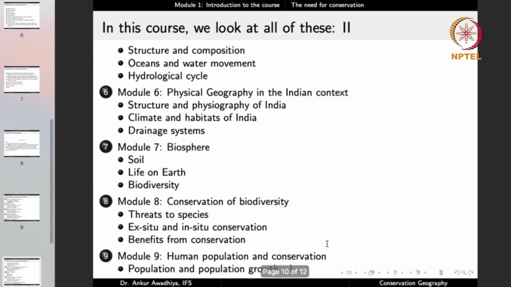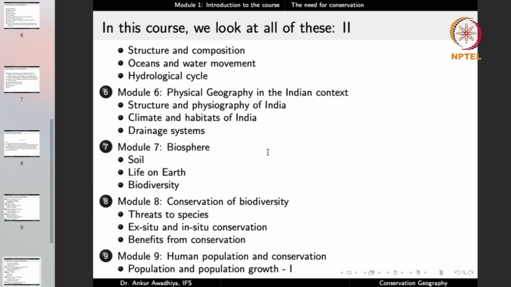In the fifth module, we will look at hydrosphere, structure and composition of the water bodies, oceans and water movement, and the hydrological cycle. And we will sum up all of these in the sixth module, which is physical geography in the Indian context, where we will look at the structure and physiography of India, climate and habitats of India, and the drainage systems. So that is more about the physical geography part.